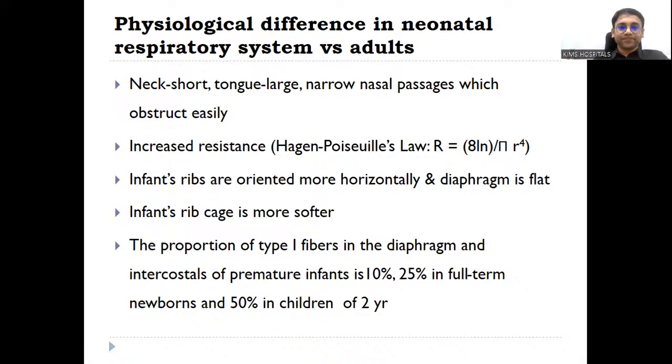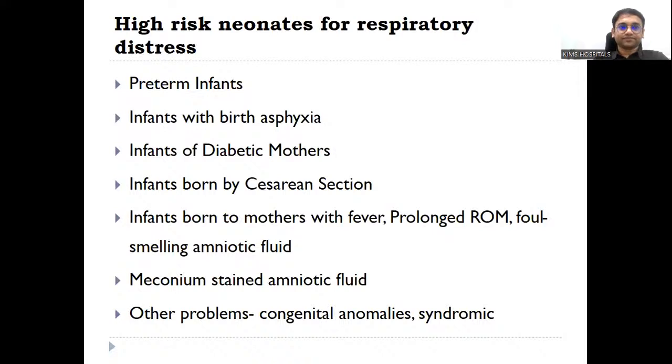The proportion of type 1 fibers, which are the fibers that are less fatigable with more strength and more myoglobin, are much less commonly present in preterm babies, around 10%, and nearly 25% in full term, and even in a 2 year old they're 50%. So they have poor quality type 1 fibers, and that makes the respiratory muscles less beneficial compared to the pediatric and adult population.